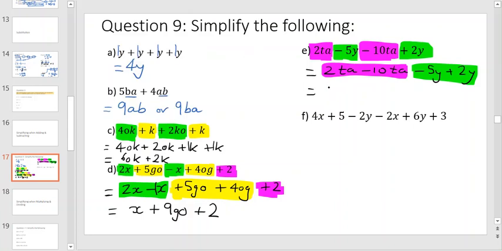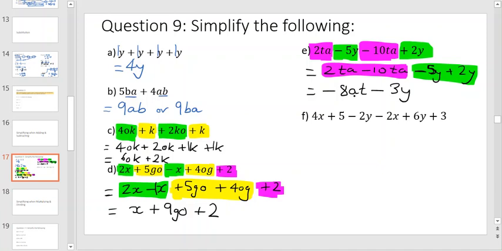Now, 2 take away 10, be careful. A smaller number take away a larger number is negative. So I will have a -8. And I'm going to write 8A, alphabetical order. And then before I write plus or take away, let me work out what I end up with, whether it's positive or negative. So -5, so you can see that 5 now, because we're working from left to right, it becomes a -5. So -5 +2, you can use your number line. -5 +2 leaves me with negative 3. So I'm going to write takeaway now, -3y.